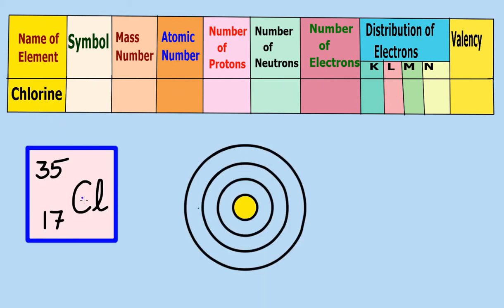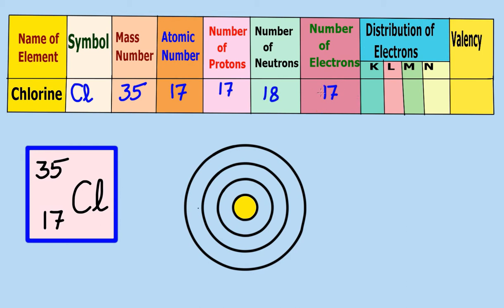Next element is chlorine. What is its symbol? Capital C, small l. What is its mass number? 35. What is its atomic number? 17. So number of protons? 17. Number of electrons? 17. How many neutrons are present? 35 minus 17. That is, it has 18 neutrons.